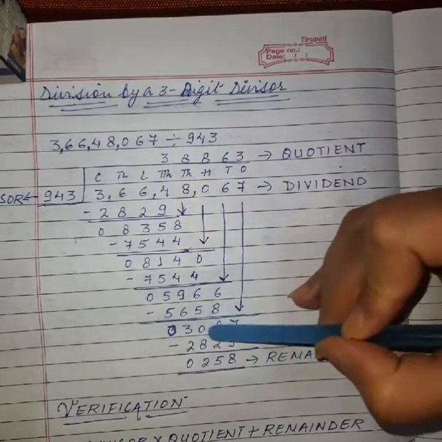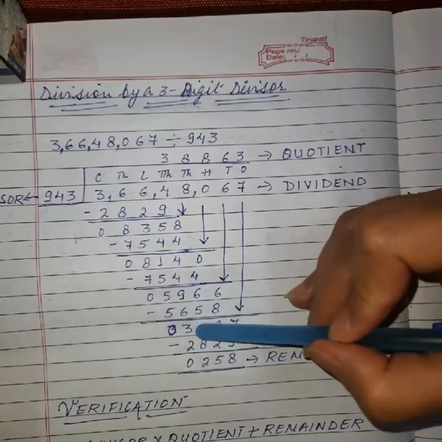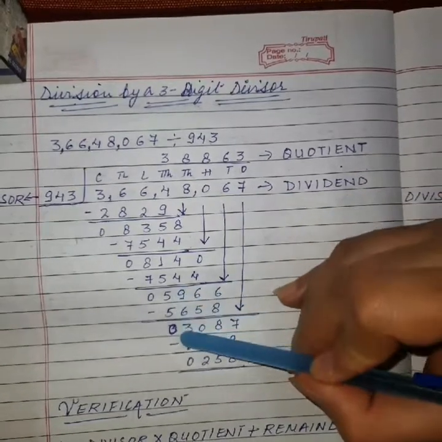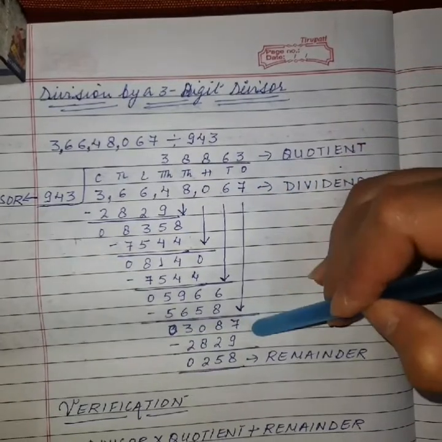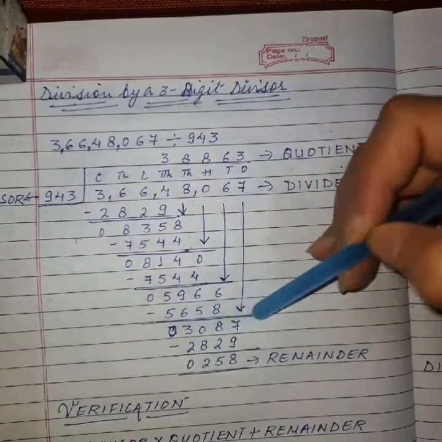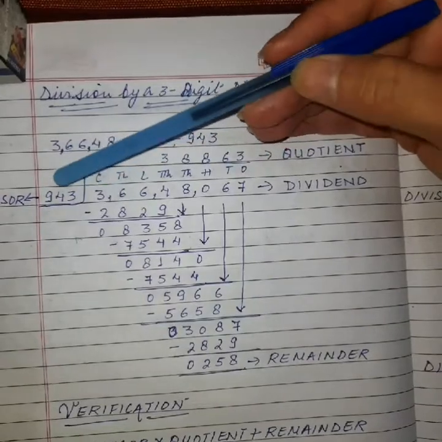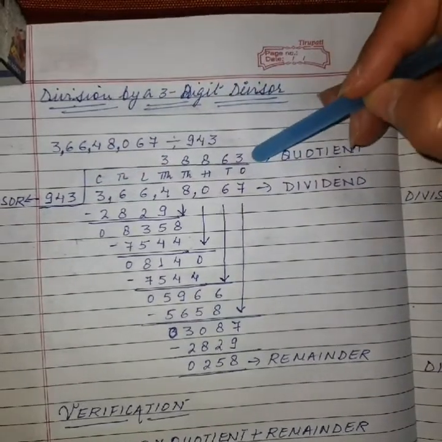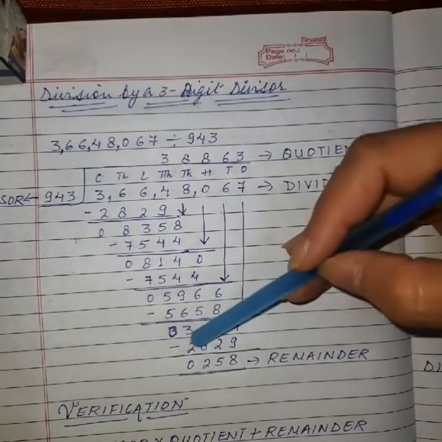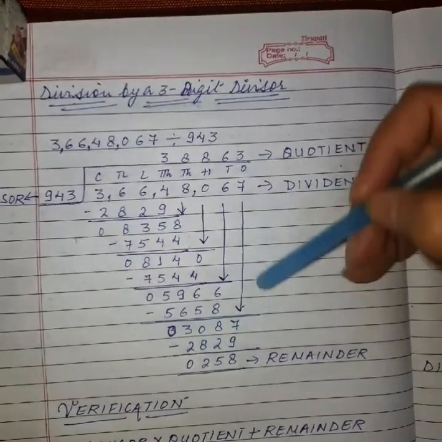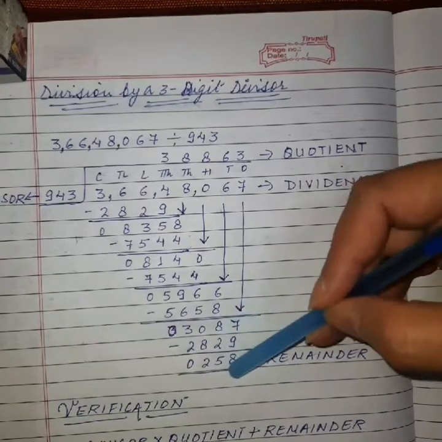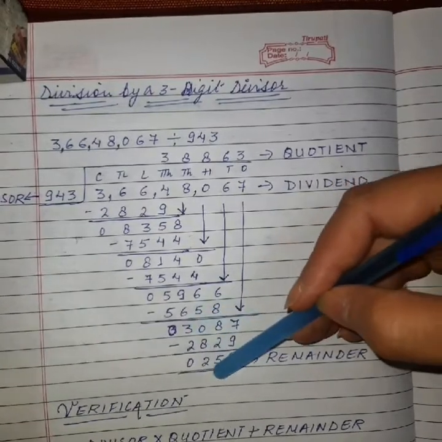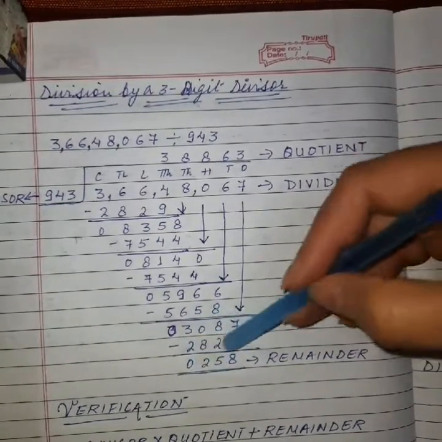Then here 5 minus 5, 0. 9 minus 6, 3. And 5 minus 5, 0. The last step, we will bring down this 7 over here. This becomes 3087. Now we'll divide this by 943. 3 times this will go. We will get 2829. 17 minus 9, 8. Here 7 minus 2, 5. 10 minus 8, 2. And 2 minus 2, 0.